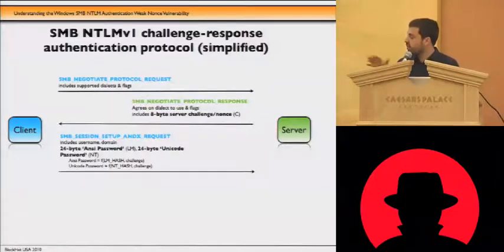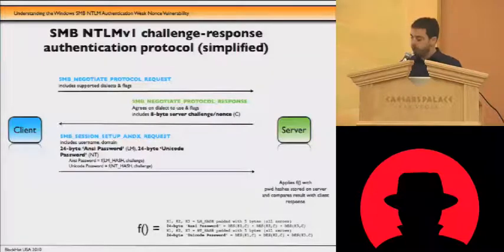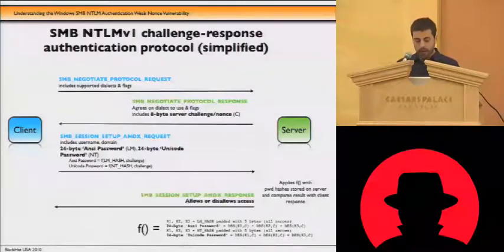We don't care for our purposes how this response is actually calculated, but as you can see, it includes the username, the domain, and the hashes of the password. That would be the secret in this case. The server performs the same calculation that the client did to send back the response, since it also knows the hashes of the password of the user. And if everything matches, it allows or disallows access to the client.